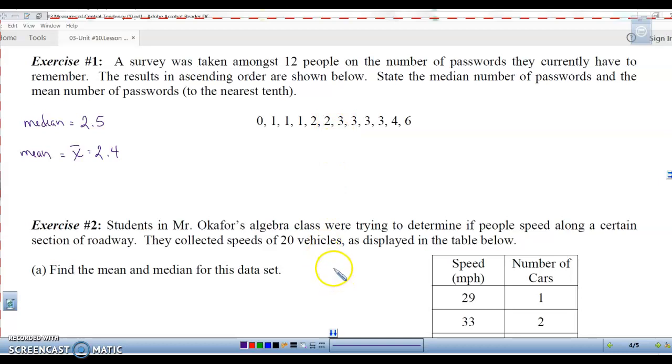So a typical number for that data is going to be around either 2.4 or 2.5. So how do you decide which one we're going to look at?